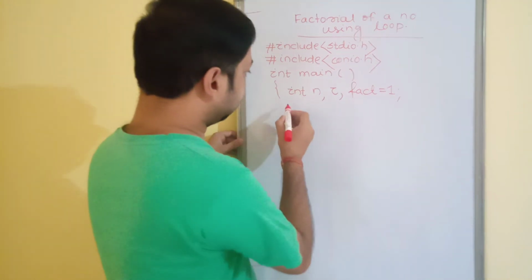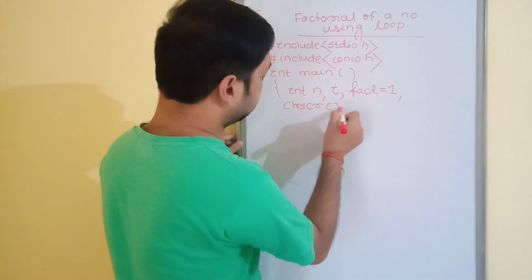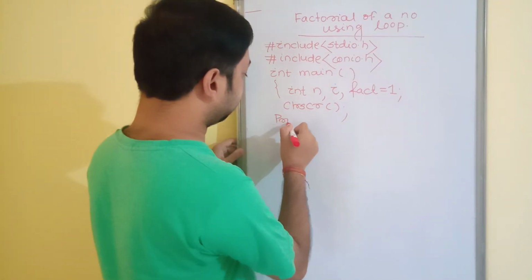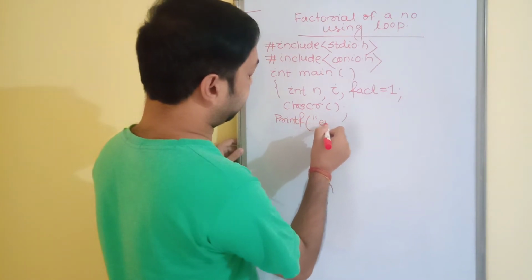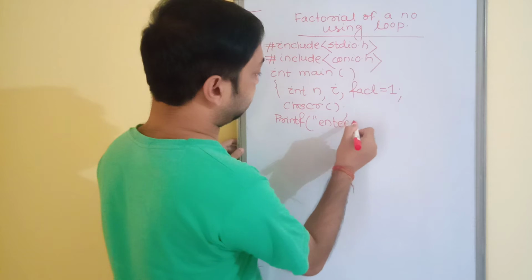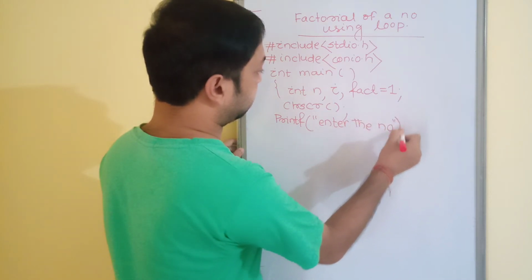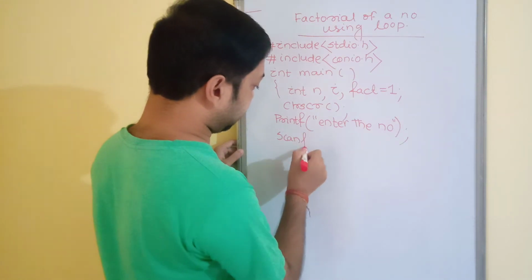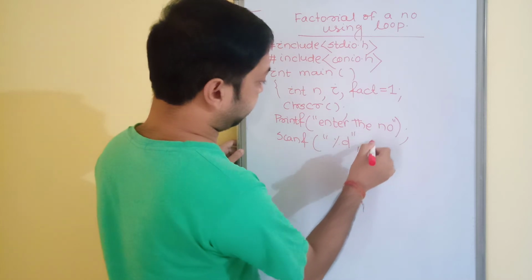So next one, let me clear the screen. Okay. Now let me input the variable. So that is printf, enter the number, then scanf, that's very simple, %d, then ampersand n.